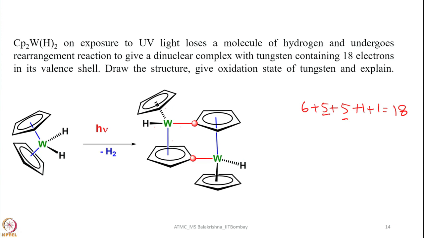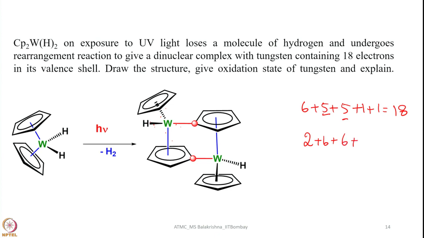And now let us look into the ionic method. In the ionic method, if you see 1, 2, 3, 4, all are anionic ligands. So tungsten should be in the plus 4 state. If it is in the plus 4 state, we will be left with only 2 electrons. And then this is a 6 electron donor, and this is a 6 electron donor.